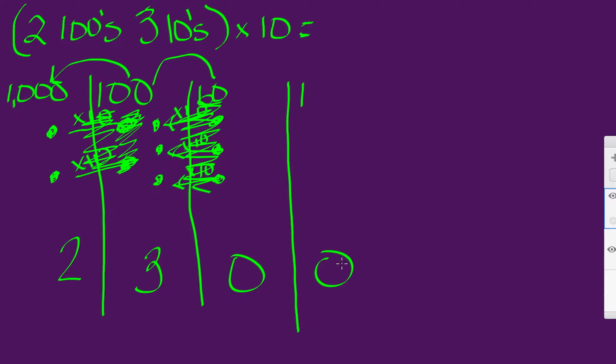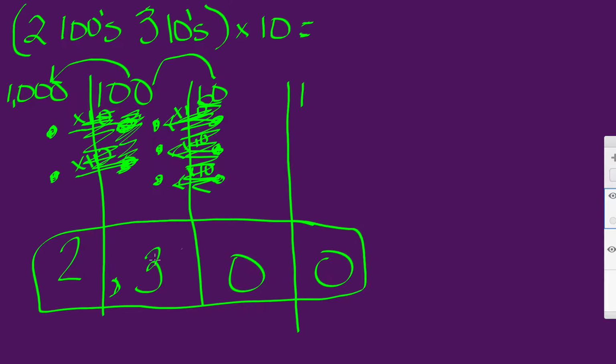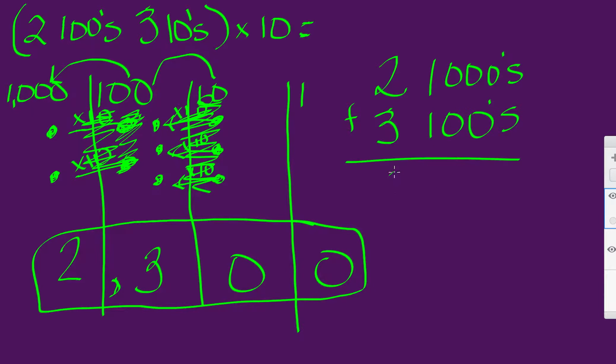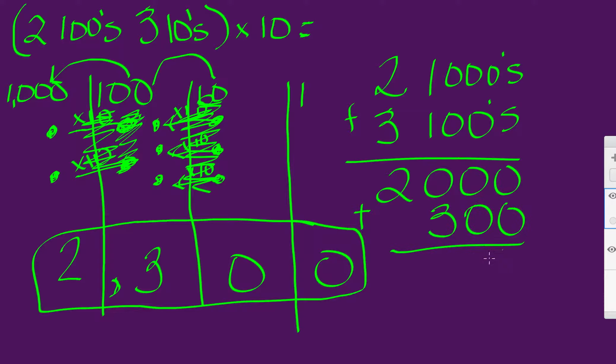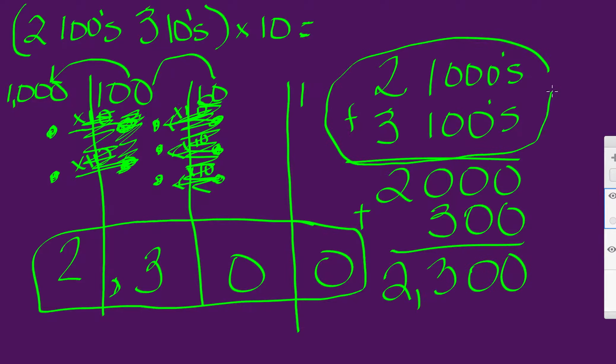Start with the ones. 1, 2, 3, make a comma. So standard form gives you the answer of 2,300. Unit form would be written as 2 thousands plus 3 hundreds, which is 2,000 plus 300 gives you 2,300. So this is your unit form. This is how I came up with the standard form. Or you can do it this way over here.